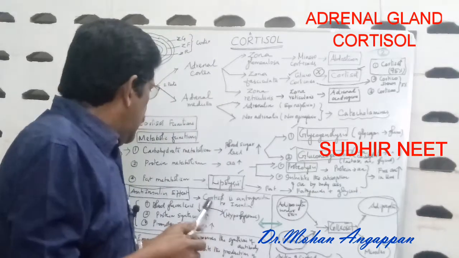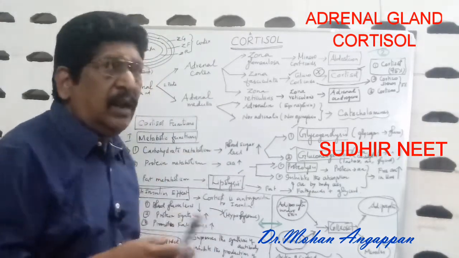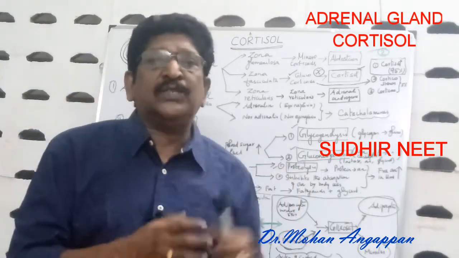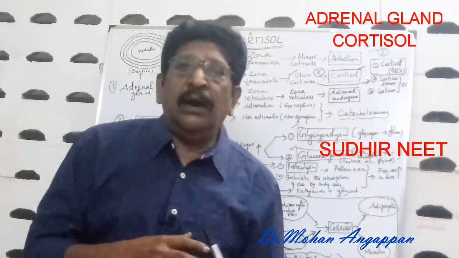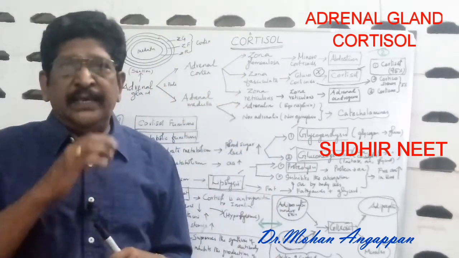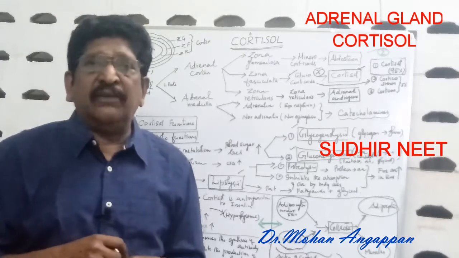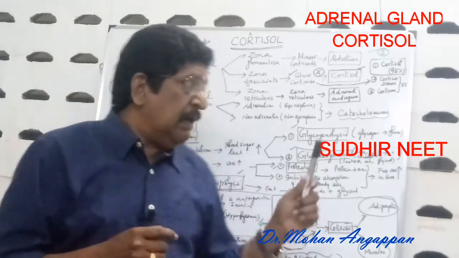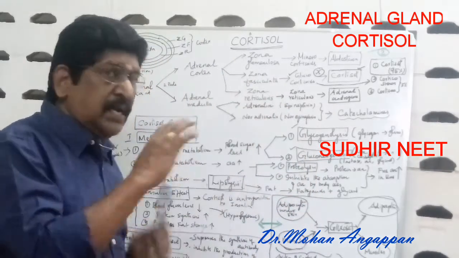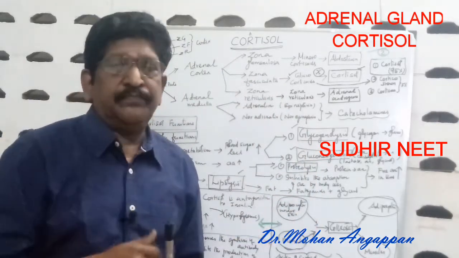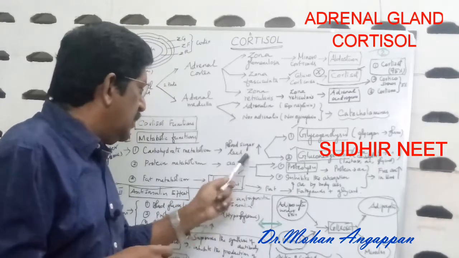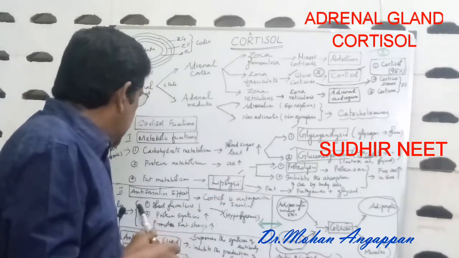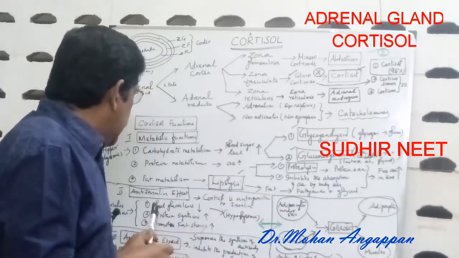Then this cortisol is antagonistic to insulin. You know, insulin is secreted by the beta cells of the islets of Langerhans of the pancreas. This cortisol is antagonistic to insulin in all these three ways. Let us see. What are the insulin functions?